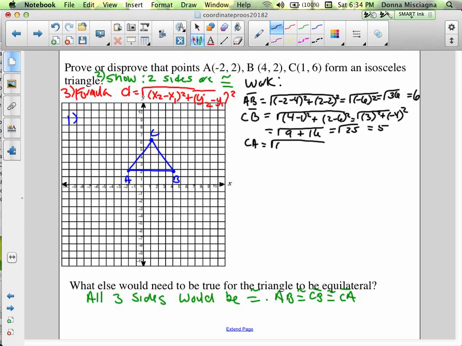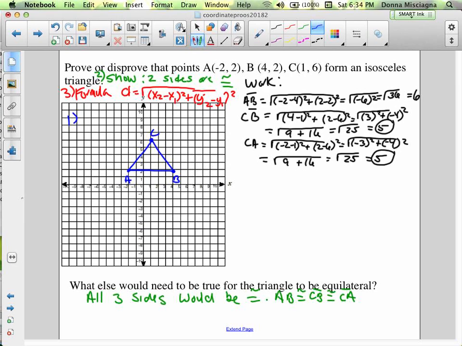So CA would be (-2 minus 1) squared plus, and since I started with negative 2, I'm going to start with 2, (2 minus 6) squared. That's the square root of negative 3 squared plus negative 4 squared. When we square, it becomes positive, so 9 plus 16, the square root of 25, which is 5. So this is definitely not equilateral, because all three sides aren't congruent. But it definitely is isosceles, because two sides are congruent.